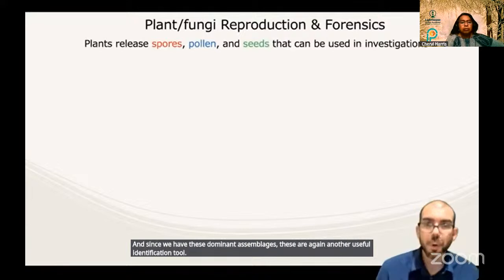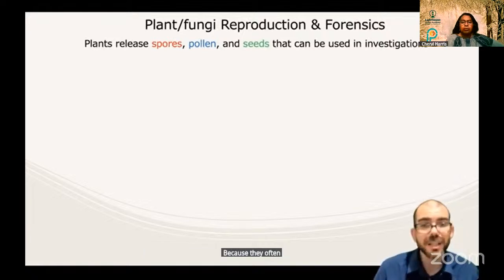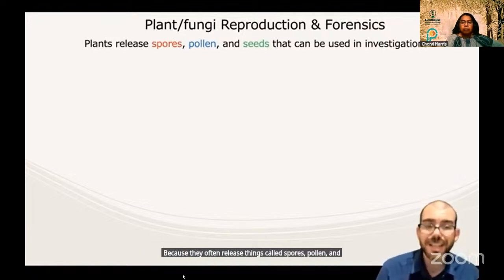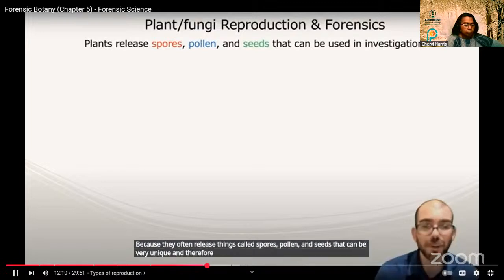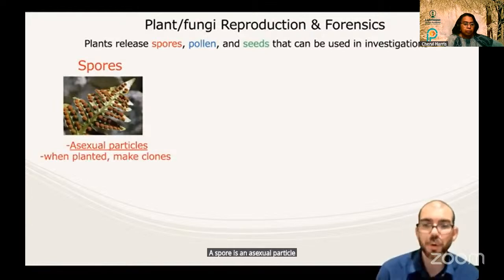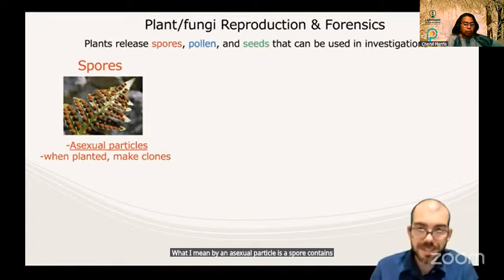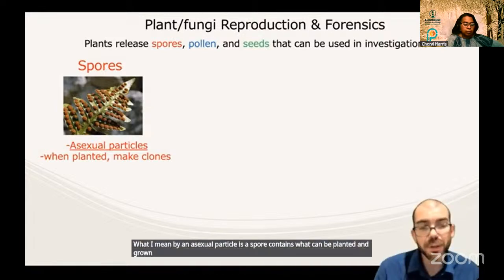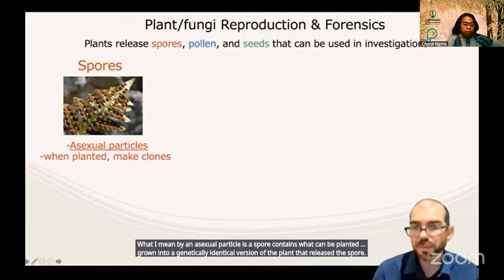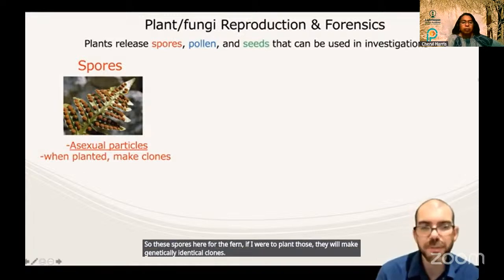So I want us to look at the unique ways that plants and fungi reproduce, because they often release things called spores, pollen, and seeds that can be very unique and therefore very helpful in forensic investigations. A spore is an asexual particle. Here you can see spores on a fern. What I mean by an asexual particle is a spore contains what can be planted and grown into a genetically identical version of the plant that released the spore. So these spores here for the fern, if I were to plant those, they will make genetically identical clones of the plant that produced them.